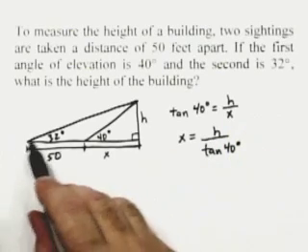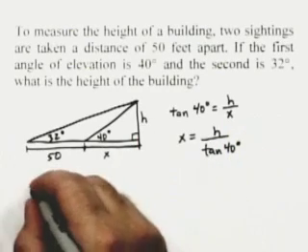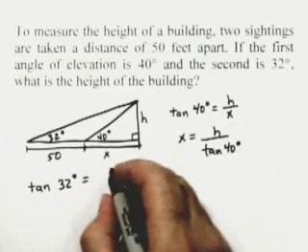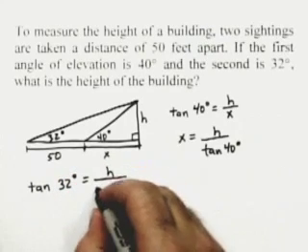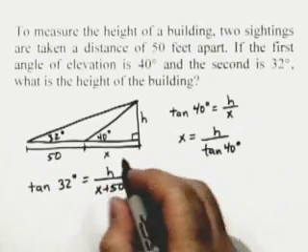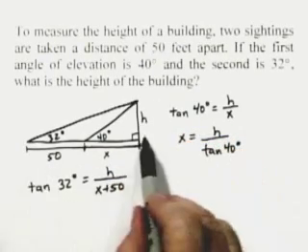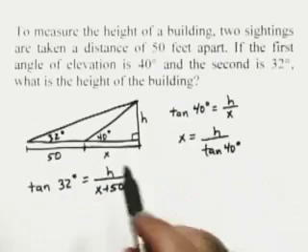Using our second sighting, we get a second right triangle. We can write the tangent of 32 degrees is equal to h over x plus 50. And the tangent will be the opposite side, so h, over the adjacent, that's the entire length, which is x plus 50. At this point, we have two equations that involve both x and h. Our goal is to find the value for h, the height of the building. So we'd like to obtain just a single equation involving h alone.